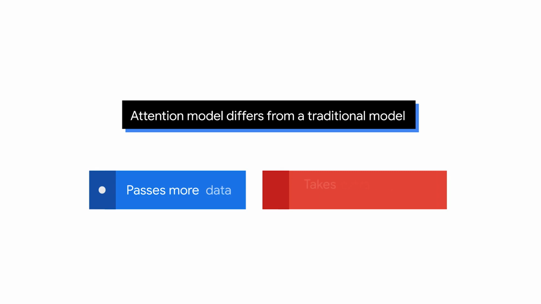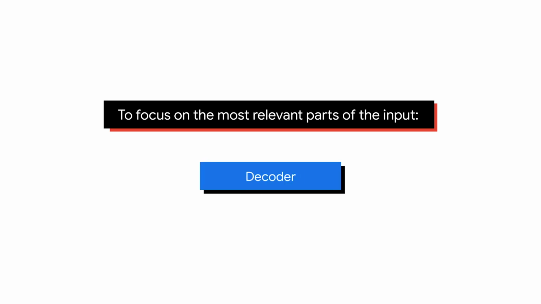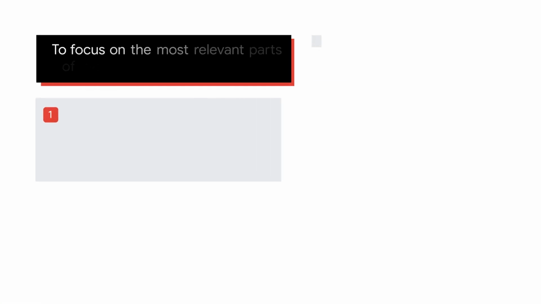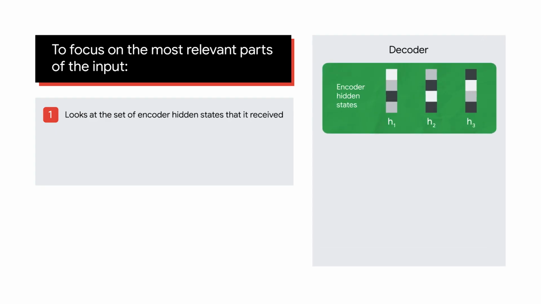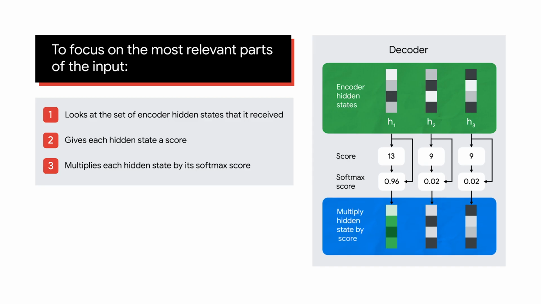Second, an attention decoder takes an extra step before producing its output. To focus only on the most relevant parts of the input, the decoder does the following. First, it looks at the set of encoder hidden states that it received. Each encoder hidden state is associated with a certain word in the input sentence. Second, it gives each hidden state a score. Third, it multiplies each hidden state by its softmax score, thus amplifying hidden states with high scores and downsizing hidden states with low scores.